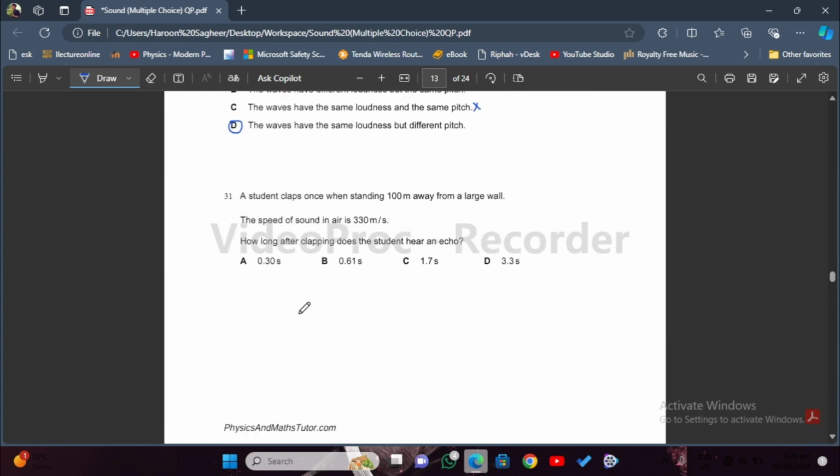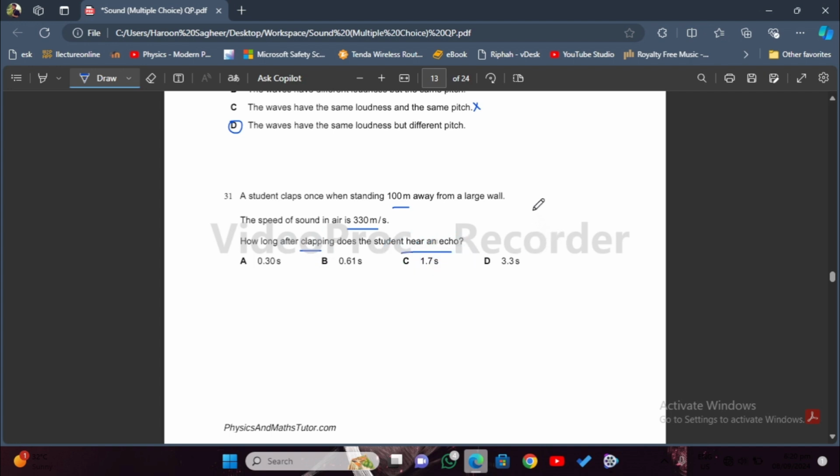Right, let's go to question number 31. A student claps once when standing 100 meters away from a large wall. The speed of sound is 330 meters per second. We have to find the time. In order to hear your voice from clapping, you should be using this formula. How long after clapping does the student hear an echo?